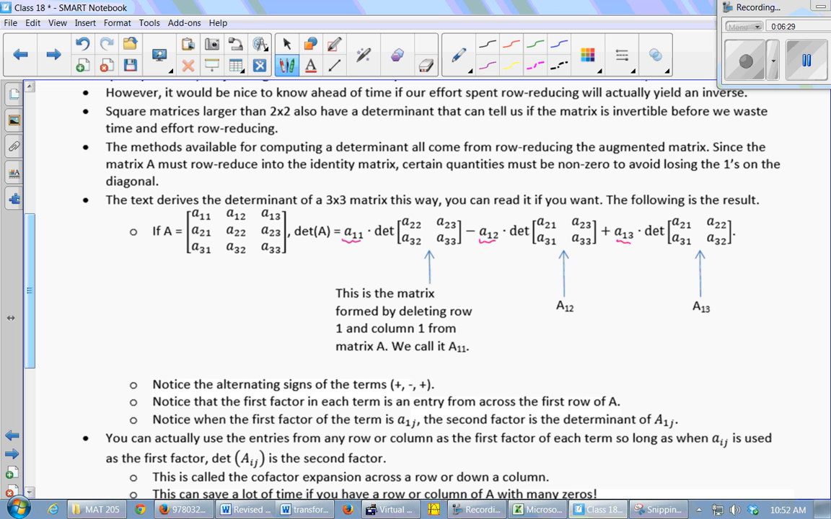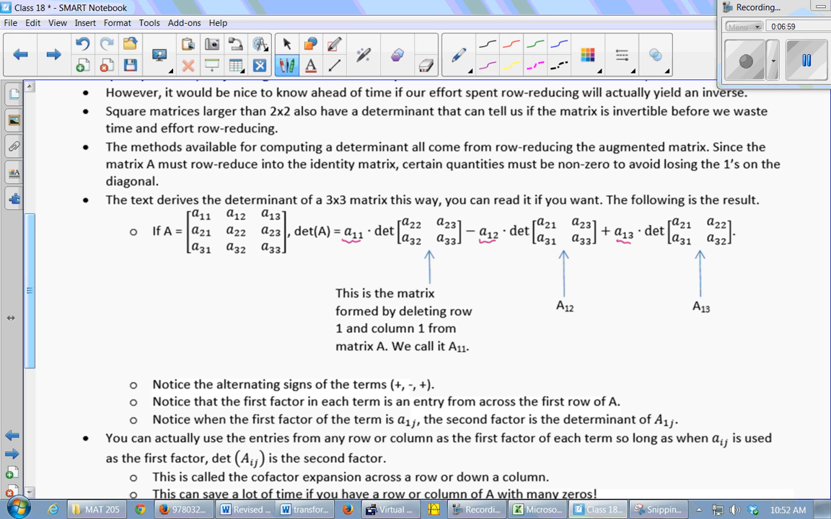Yep. So notice that the signs are alternating. We have a positive term, a negative term, a positive term. Notice that the first factor in each term is an entry from across the first row of A. So that's what you just pointed out. So good job, you noticed it. And then when the first factor of the term is a1 something, right? The second factor is the determinant of capital A1 same something, right?